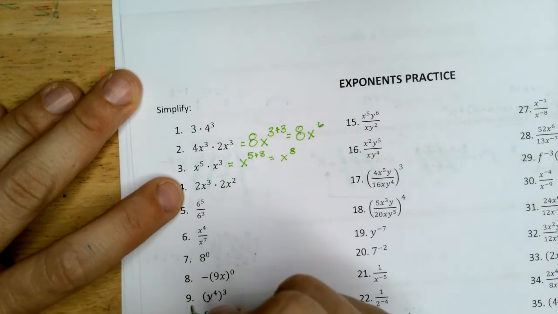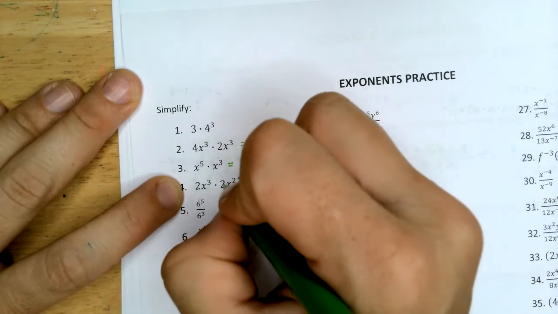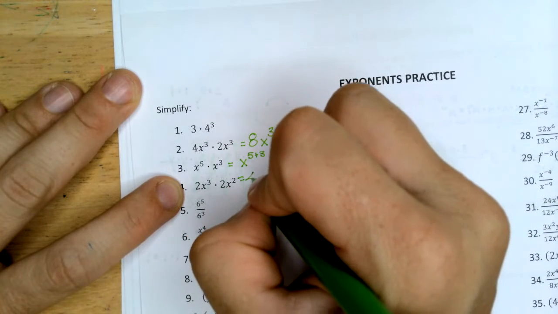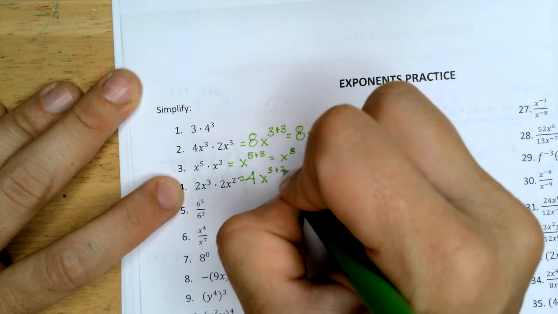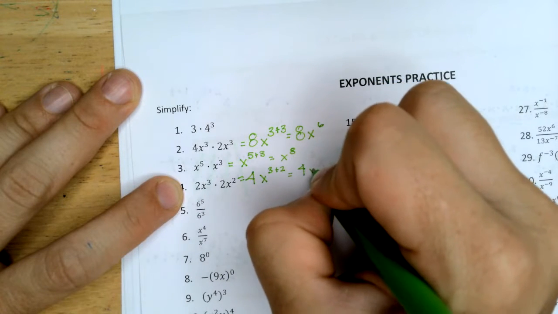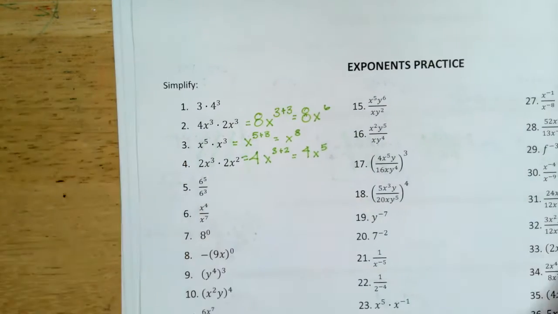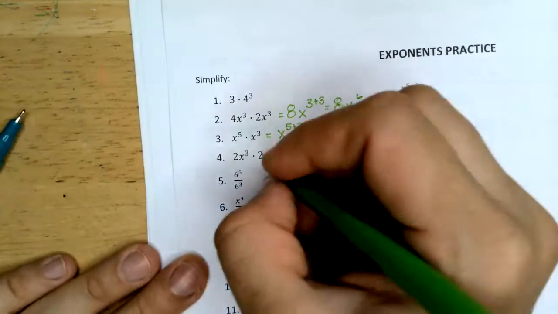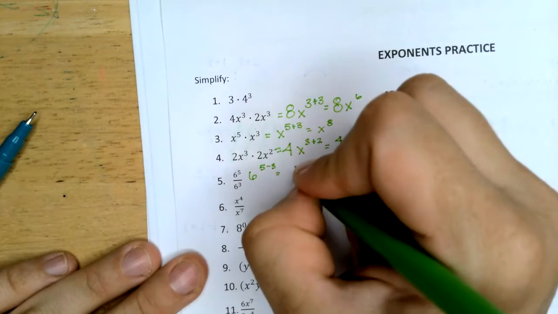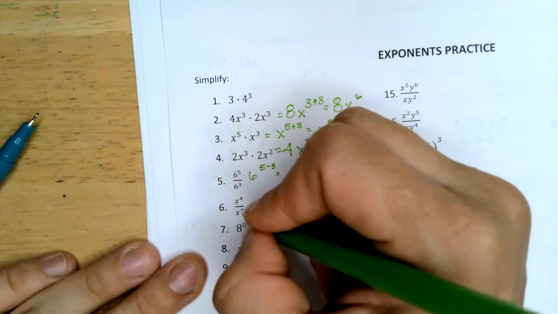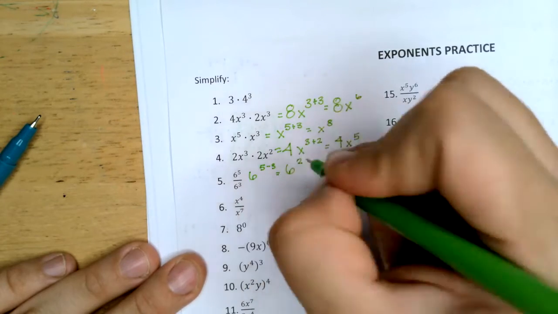Number 4, so we're still doing the power rule, multiplication. 2 times 2 are the like terms. 2 times 2 is 4. X, 3 plus 2, so that's 4x to the 5th. Number 5, 6 to the 5th divided by 6 to the 3rd. So we can say it's 6, 5 minus 3, but that gets confusing down here if the negative number is bigger, right? So that would be 6 to the second.